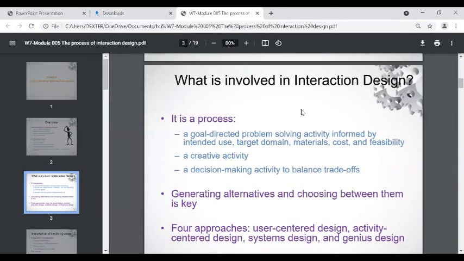So what is involved in interaction design? It's a process, a goal-directed problem-solving activity informed by the intended use, target domain, materials, cost, and feasibility; a creative activity; and a decision-making activity to balance trade-offs. Interaction design also follows these phases, and it's underpinned by the philosophy of user-centered design, that is, involving users throughout development.